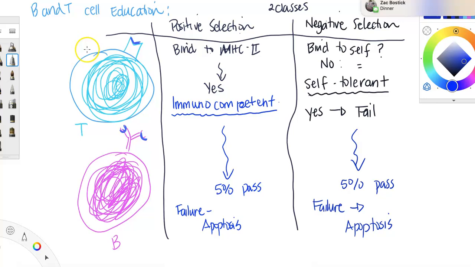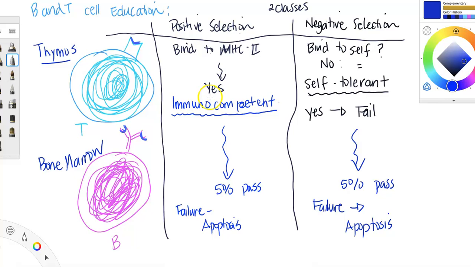And keep in mind, T cells do this in the thymus. They're born in the bone marrow, but they mature in the thymus. And B cells, born in the bone marrow, have their education in the bone marrow. Okay? All right, so let's talk about B cell activation.